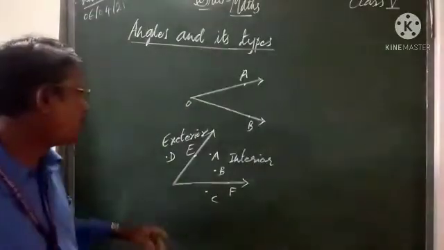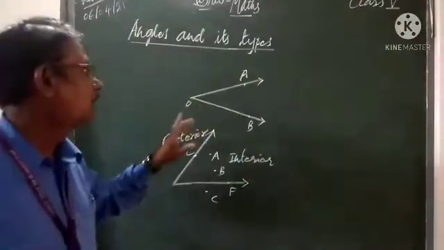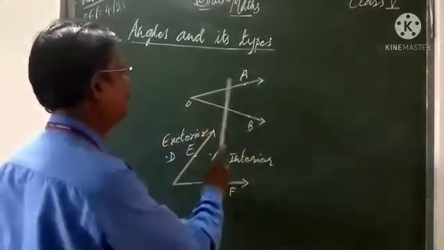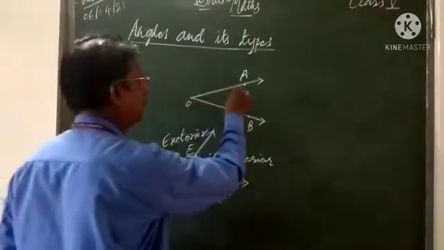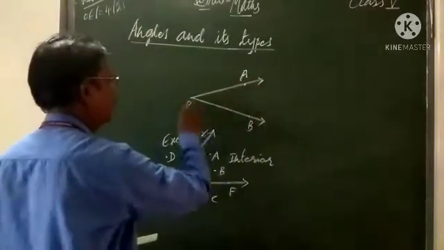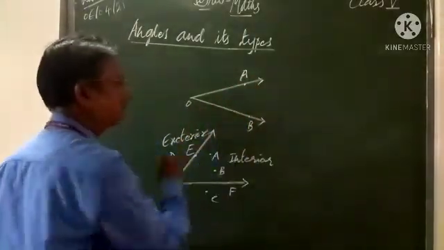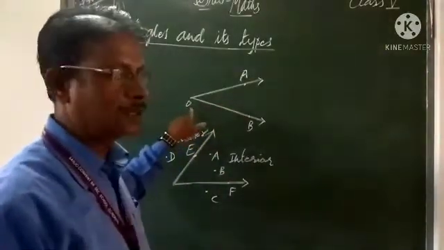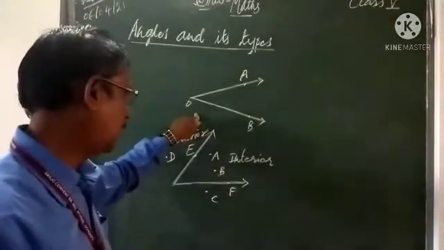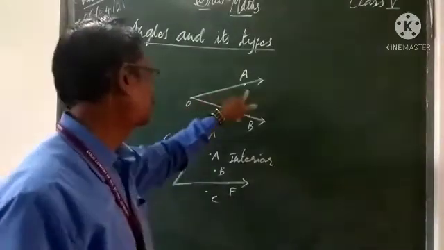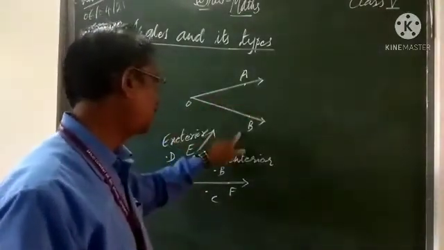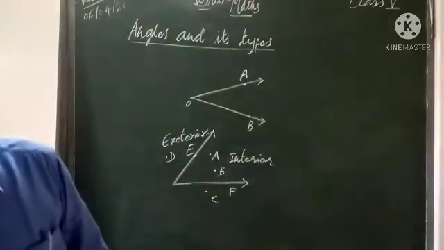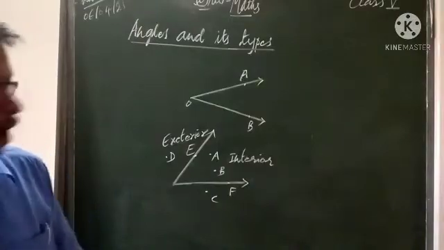An angle is made up of at least two rays. How many rays do we need to make one angle? Two rays. For example, in this diagram, OA and OB are the two rays, and both rays start from the point O. So point O is the initial point for both rays. These two rays make an angle. An angle is made up of two rays starting from a common end point.